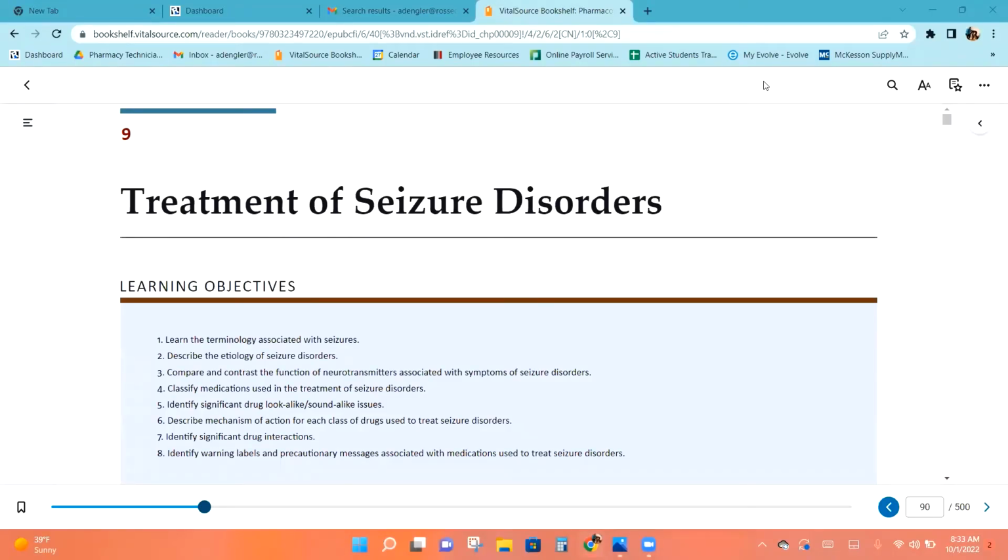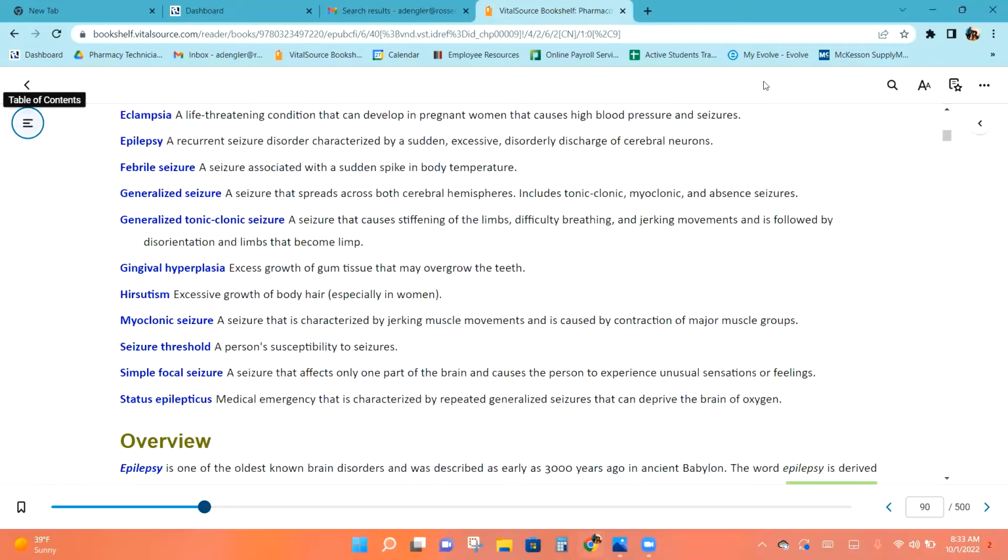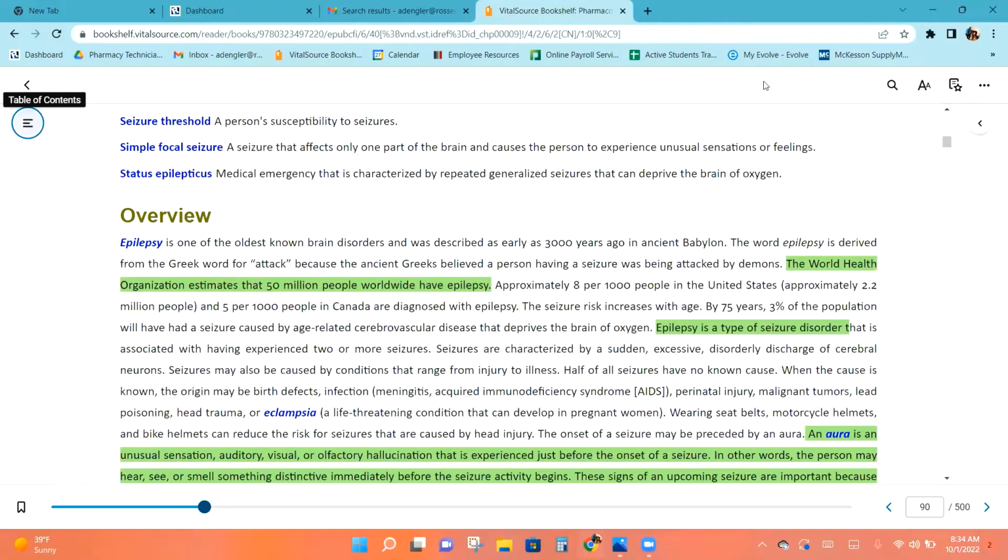Chapter 9, Treatment of Seizure Disorders. I'll skip over the key terms because we will go through them in the chapter.